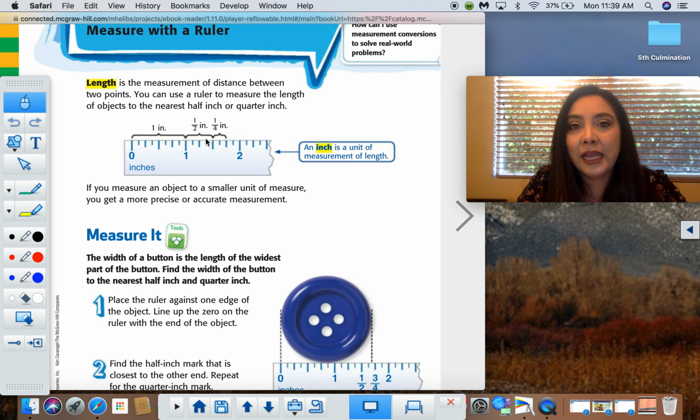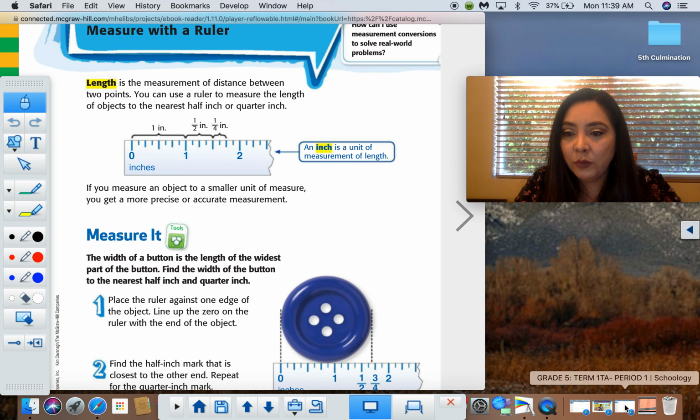Half an inch. Half inch is 1 inch divided into 2 pieces. That's why we have 2 as our denominator of the fraction. And we will also be looking at quarter inches. Quarter inches is 1 inch divided into 4 pieces. That's why we have 4 at the bottom.